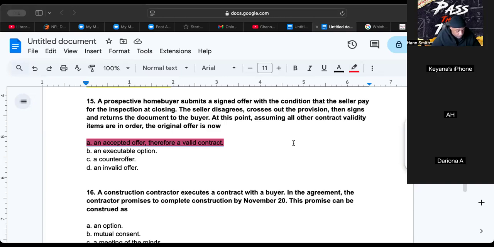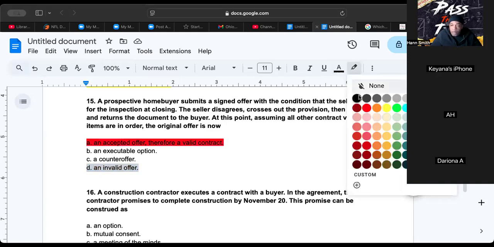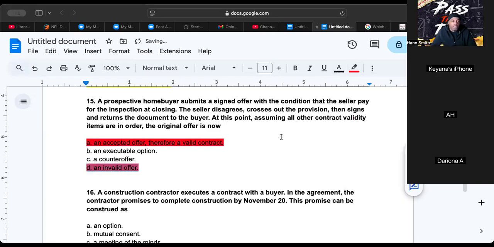Get rid of D, I think. Get rid of D, an invalid offer, okay. Now, the remaining answers are an executable option or a counter offer.